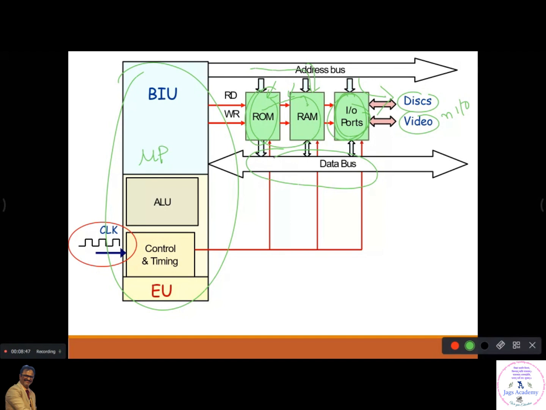This is just a block diagram of a complete microcomputer system, and all should know about the ROM, the RAM, IO ports, address bus, data bus, and this is the microprocessor which has an ALU and other control unit inside. All these things are already done, and I'm stressing once again, this is very important for the examination.